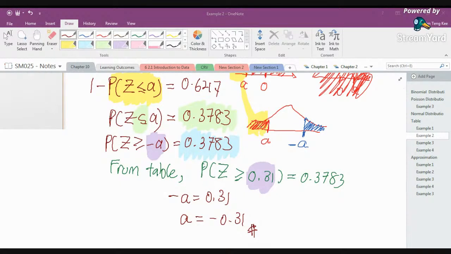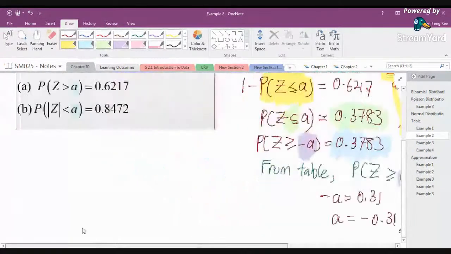Next, we're going to do a similar thing for part B. But part B happens to be harder, according to this question here. Let's see how it can be done. Part B involves a modulus, and let us see how we solve this part B involving a modulus.